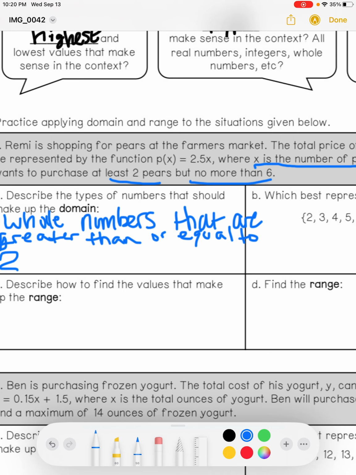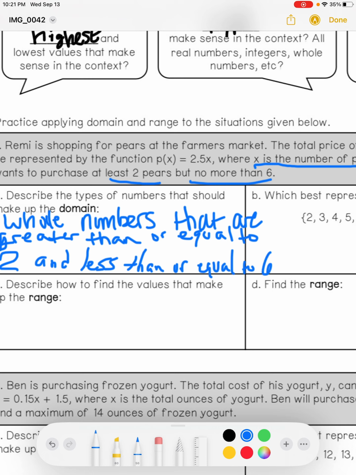And then it says, but no more than 6. So again, I have to ask myself, is 6 greater than 6, right? Can I buy 6 of them if I just can't buy more than 6? Well, 6 is not greater than 6, right? It's not more. 6 is not more than 6. So I am allowed to buy 6 pairs, okay? So I want numbers that are greater than or equal to 2 and less than or equal to 6.